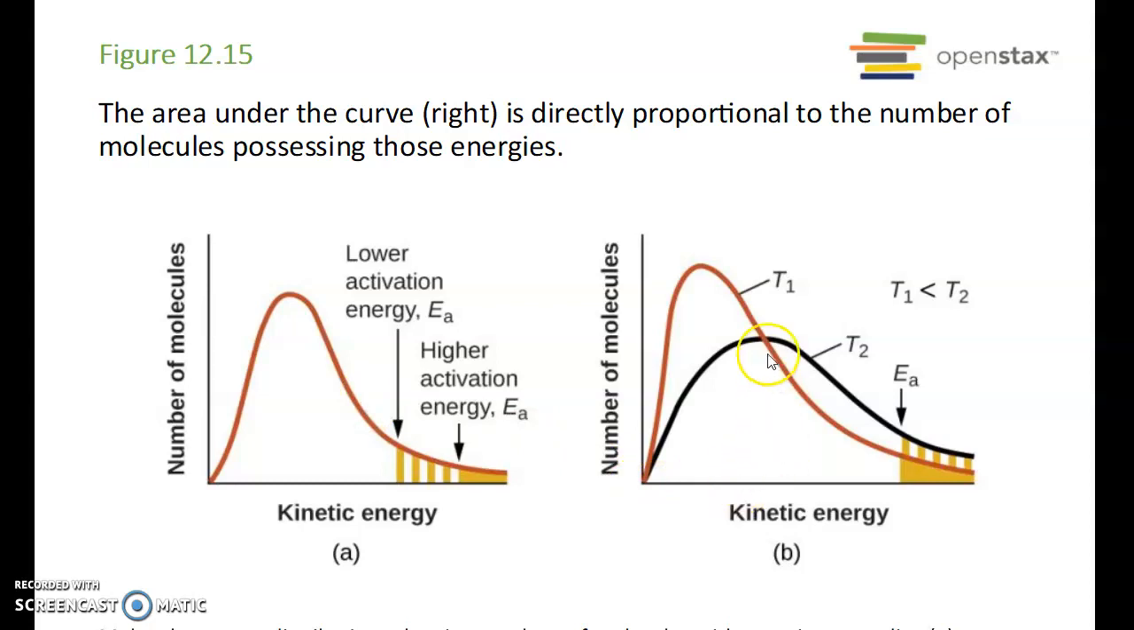Let's also look at the dependence upon temperature. Here you have two different temperatures. This is the lower temperature, and this is the curve for the higher temperature. For a given activation energy, you can see that at the lower temperature, there's a smaller number of molecules that have sufficient activation energy to react, whereas at the higher temperature, you have a greater number of molecules, right? That's exactly what this curve and these relationships mean.